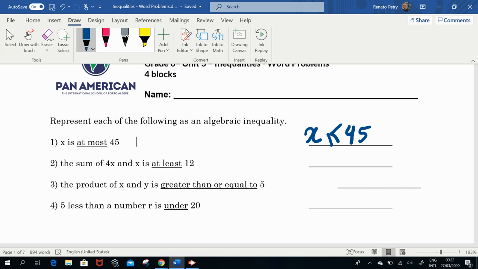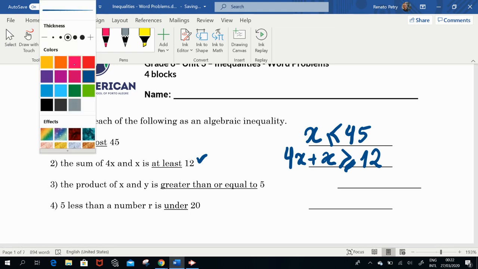So at least 12 means 12 can be an answer. Yes, 12 can be an answer. 12.1, 12.2, 12.3, at least 12. So if I write the sum of 4x and x, I will write it as 4x plus x. This has to be at least 12, which means this is greater than or equal to 12.